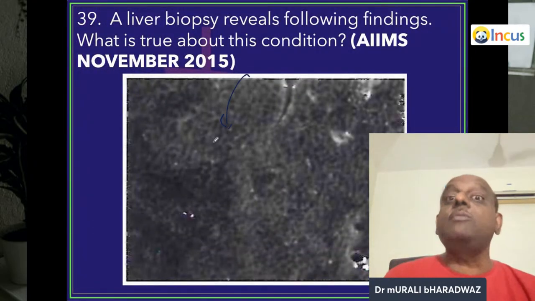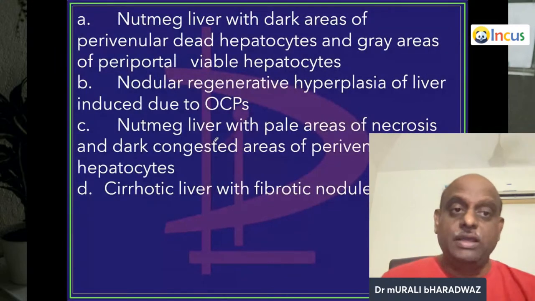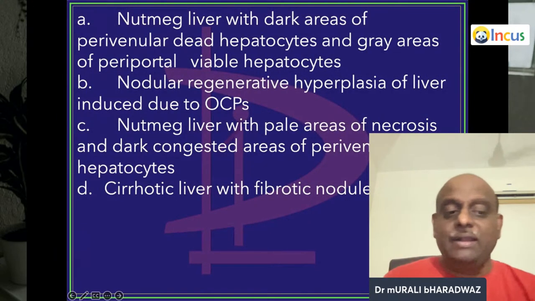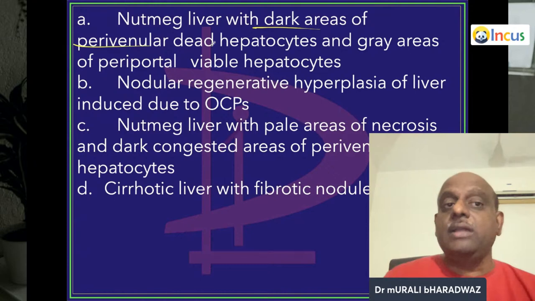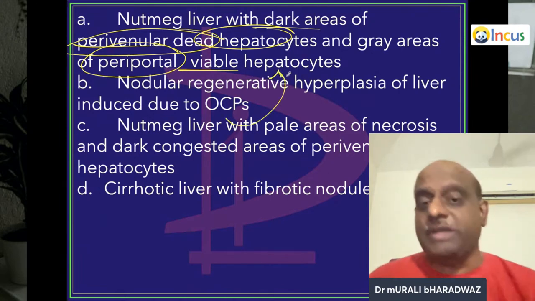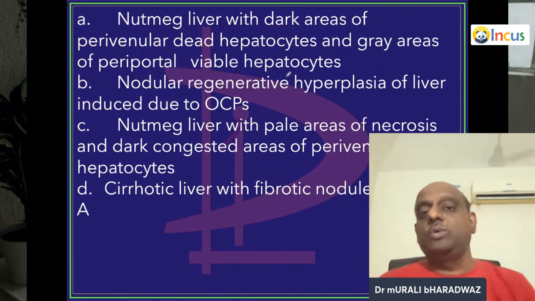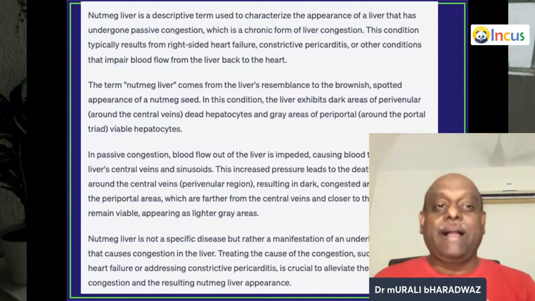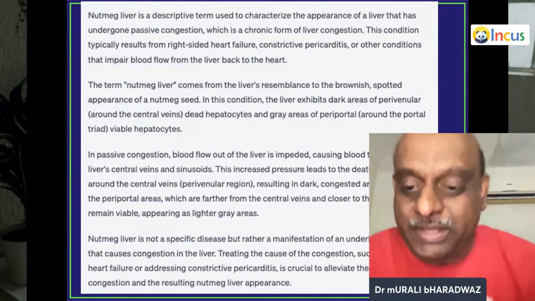So what is this nutmeg pattern of the liver biopsy? In nutmeg pattern, what do you find? Typically dark areas of perivenular dead hepatocytes with the gray areas of periportal viable hepatocytes together will lead to the nutmeg appearance is what you need to remember.